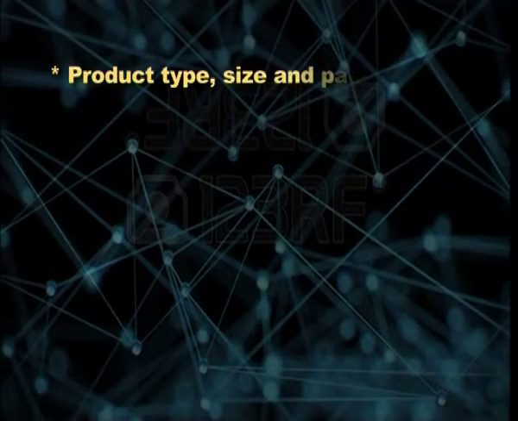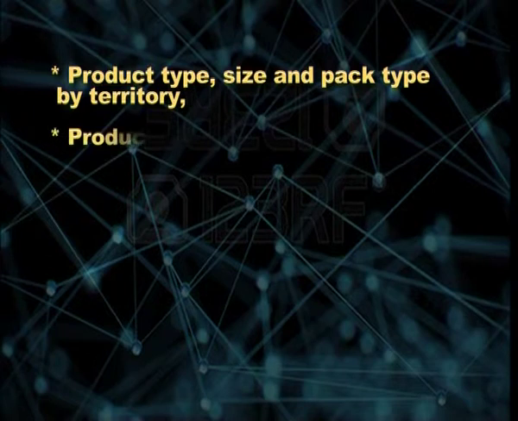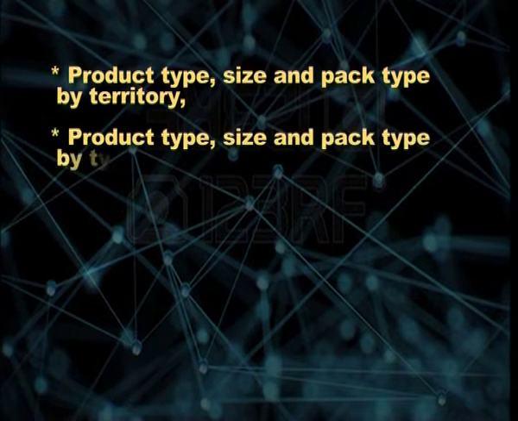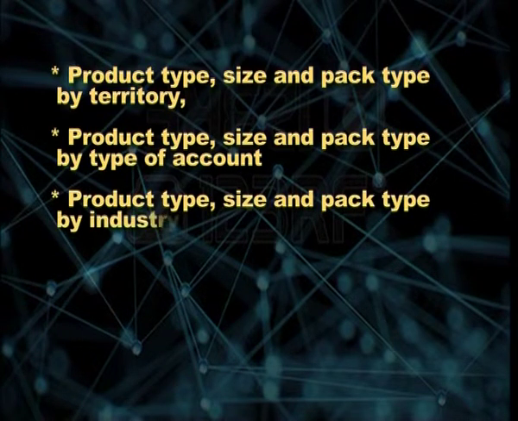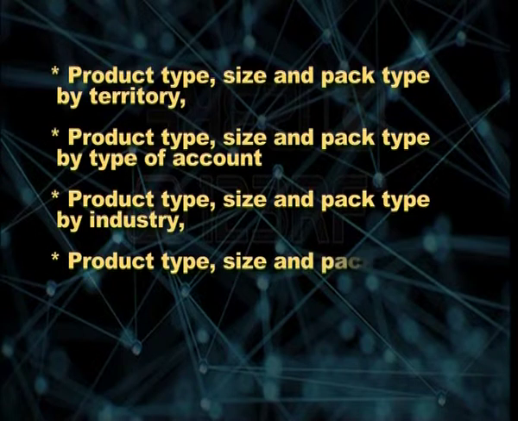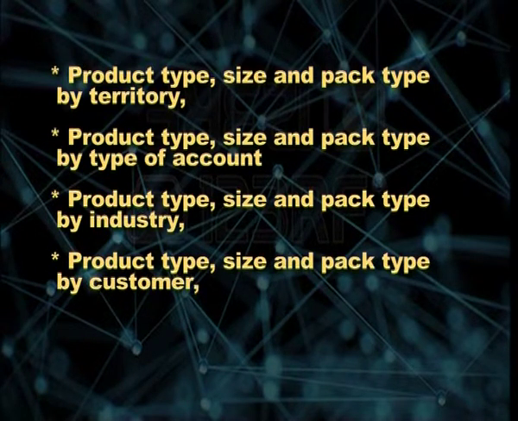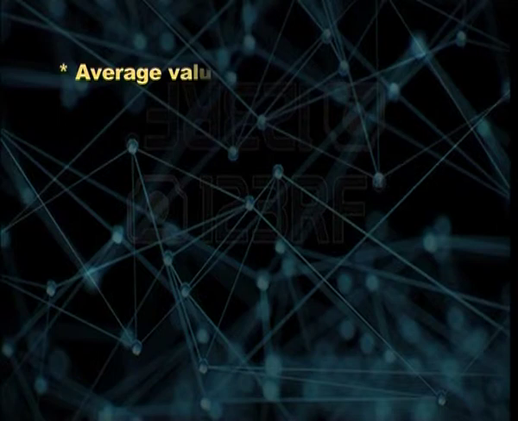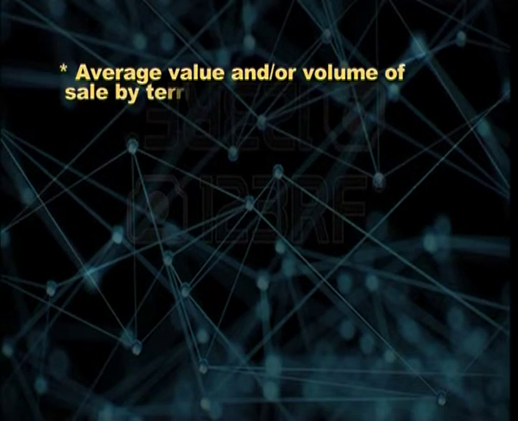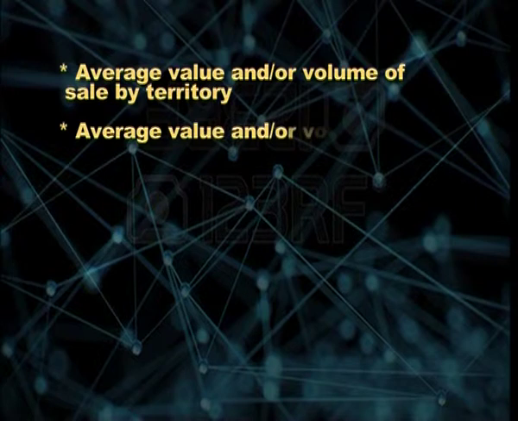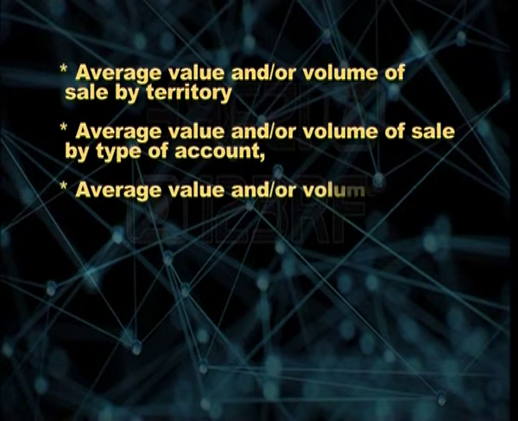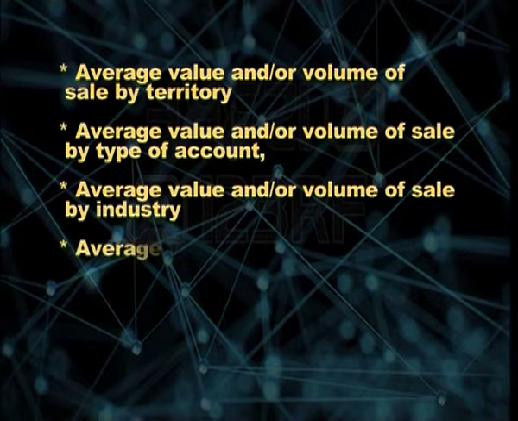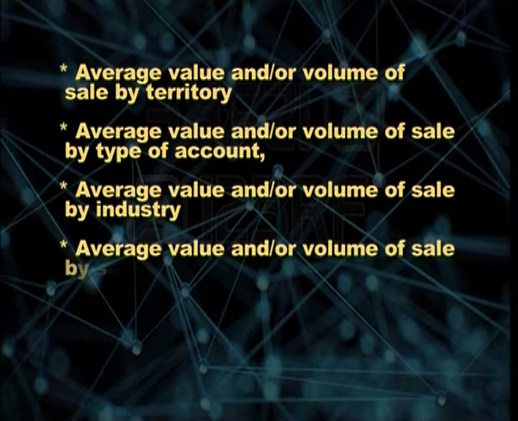Product type, size and pack type by territory. Product type, size and pack type by type of account. Product type, size and pack type by industry. Product type, size and pack type by customer. Average value and or volume of sale by territory. Average value and or volume of sale by the type of account. Average value and or volume of sale by industry. Average value and or volume of sale by salesperson.